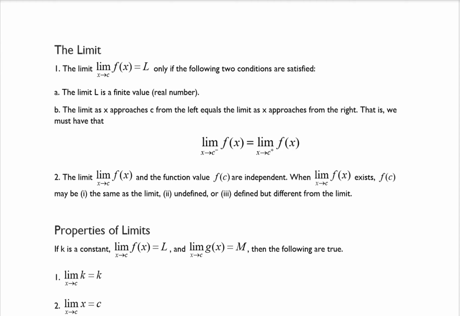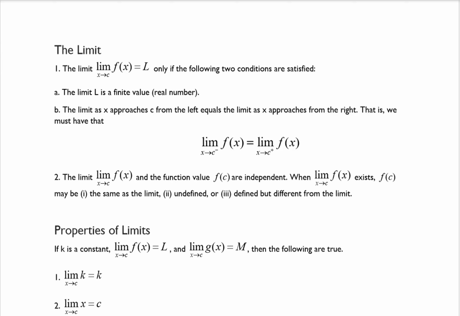So the limit as x approaches c of f of x equals L only if the following two conditions are satisfied. The first condition is the limit L is a finite value, or that's another way of saying a real number. In the previous example, we saw that one of the limits went off to negative infinity. That means that the limit does not exist because infinity and negative infinity are not real numbers.